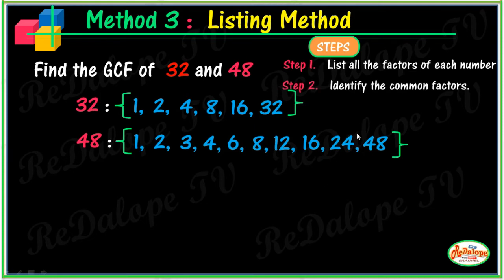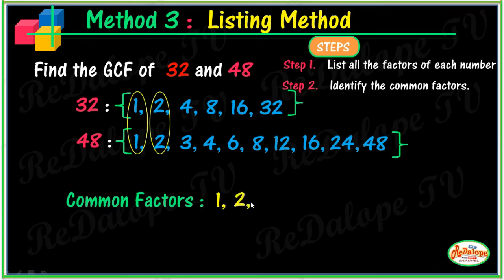Then the next step, we will identify the common factors of the given two numbers, 32 and 48. So the common factors now are: we have 1, write 1 here, and we have the factor 2, write 2 here, and we have the number 4, so write 4 here, and we have 8, so write the factor 8 here, and the last factor is simply 16.